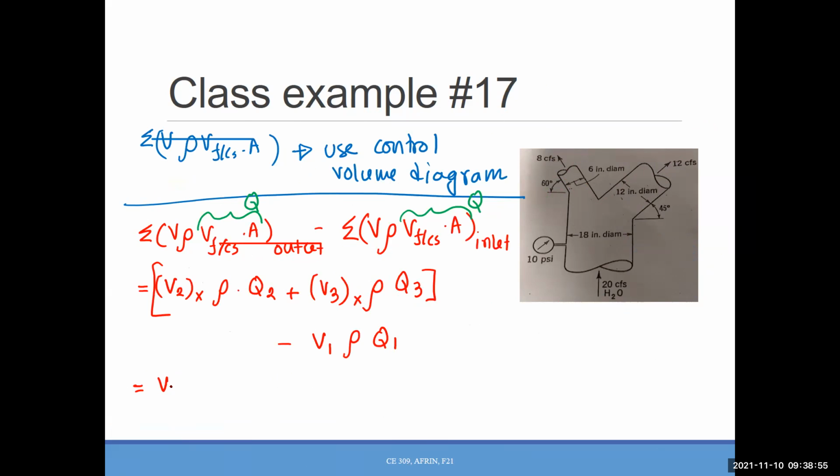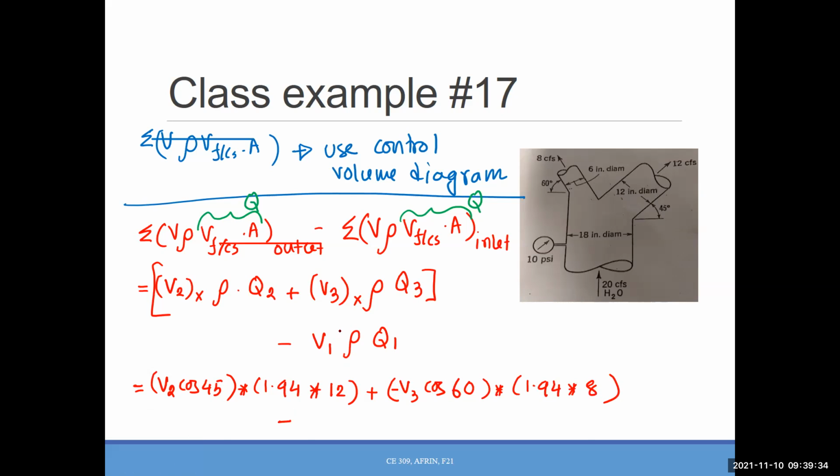That was V2 cosine 45, I guess. Rho was 1.94. What was the Q2? 12. What about V3? That was negative or positive? $1.948. Okay. And for V1, okay, I should write down V1X. There is no term for V1X, so 0 multiplied with rho, this one, okay?